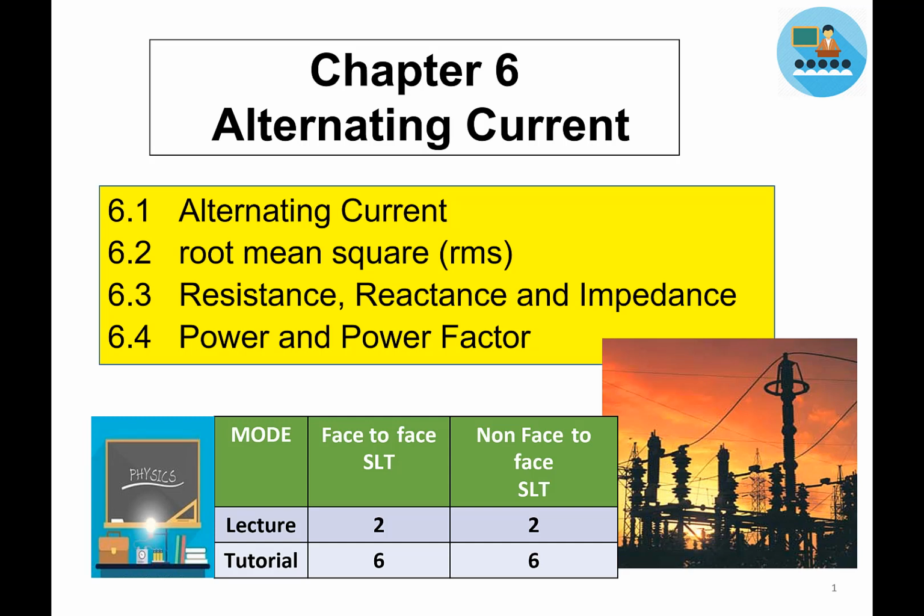There are 4 subtopics in this chapter. The first subtopic is about alternating current. The second subtopic is about the root mean square, RMS. In 6.3 we're going to discuss resistance, reactance and impedance. And the last subtopic is about power and power factor.